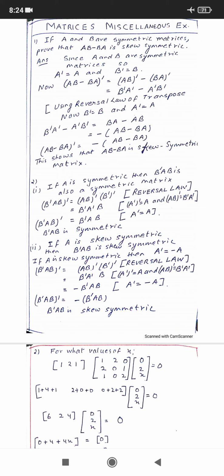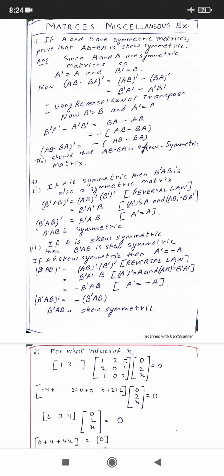Since we are given that capital A and capital B are symmetric matrices, according to the definition of symmetric matrix, the transpose of A is equal to A and the transpose of B is equal to B. That is, A dash is equal to A and B dash is equal to B. Now we need to check whether AB minus BA is a skew symmetric matrix. For that, let us find the transpose of AB minus BA.